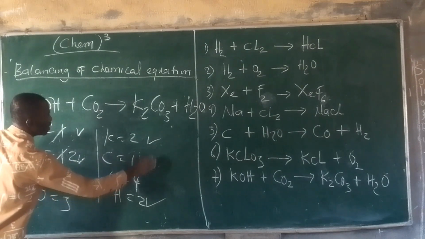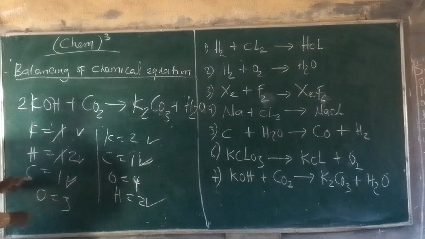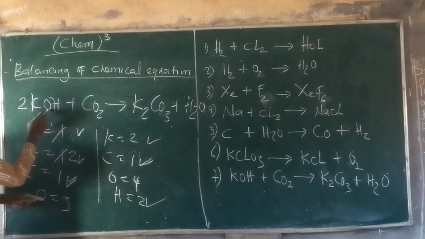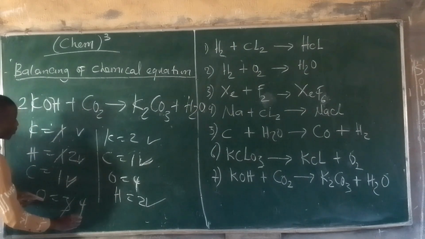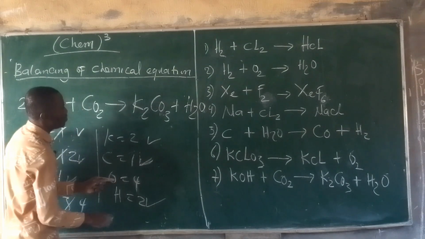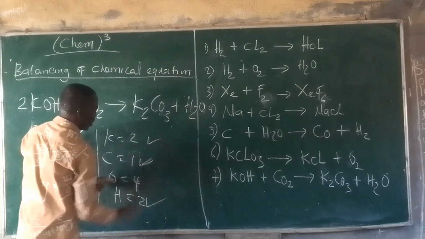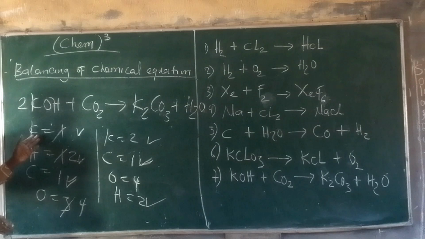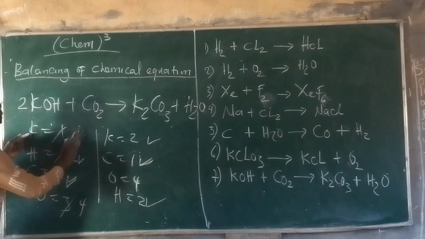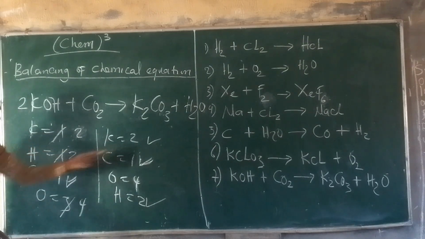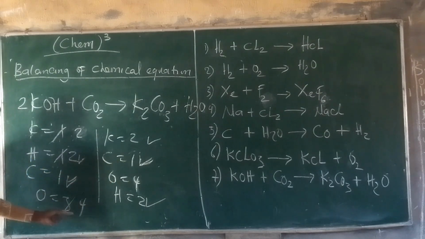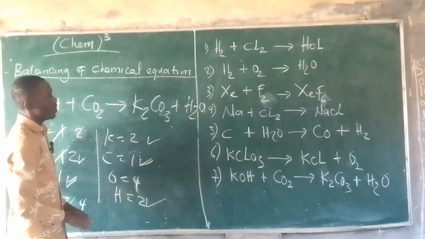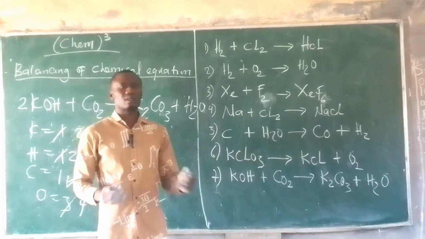Now carbon is 1 here, carbon is 1 here, carbon is good. What of the oxygen? Oxygen, we have 2 times 2, 2 times 1, that is 2, plus 2, that is 4. But on this side, for the oxygen, we have 3 plus 1, that is 4. You can see potassium is now 2, 2 potassium, 2 hydrogen, 1 carbon, 4 oxygen, 4 oxygen. Now, this equation is balanced.